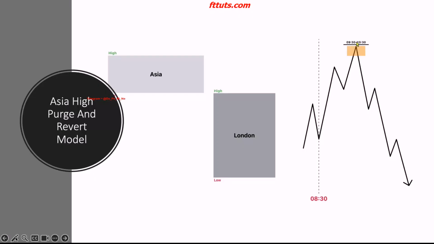From there on, we want to see displacement to the downside, and from there on, we can anticipate that the market will draw towards the London low and the higher time frame sell side objective and inefficiency if the higher time frame order flow is bearish.